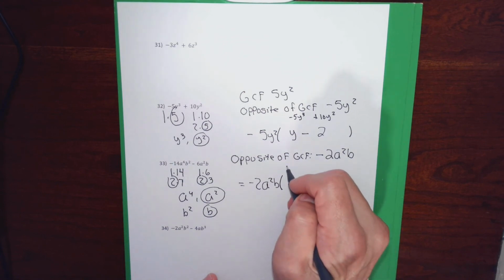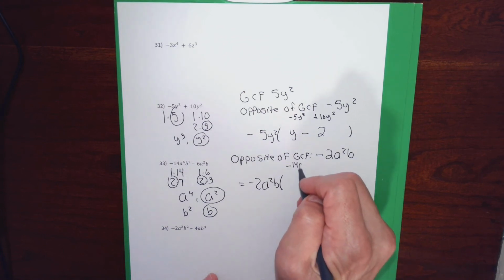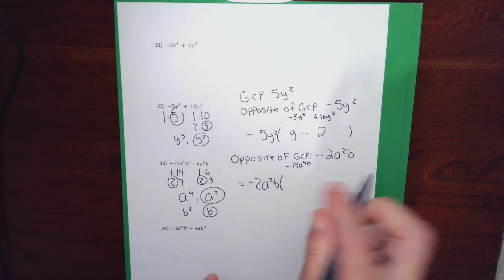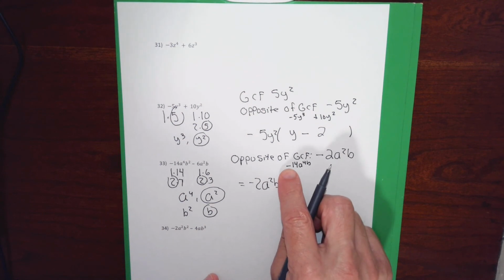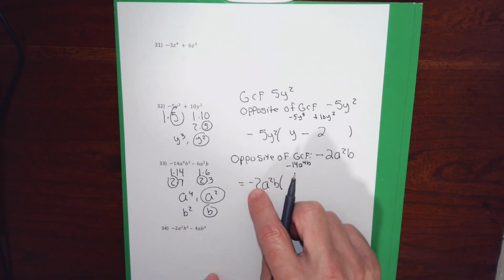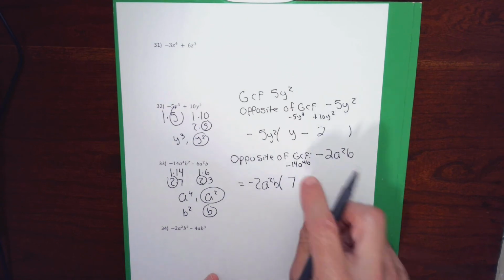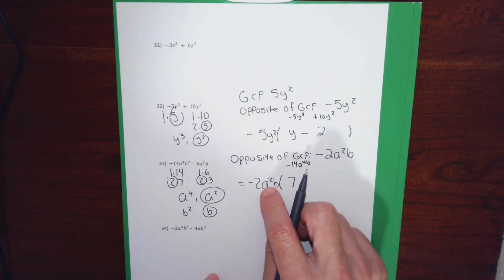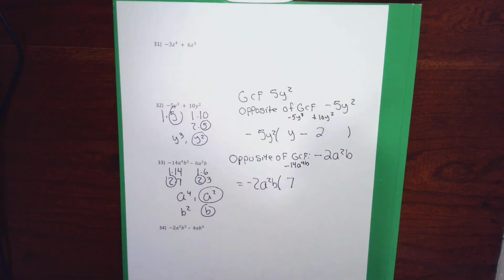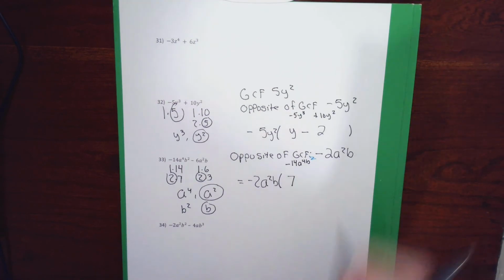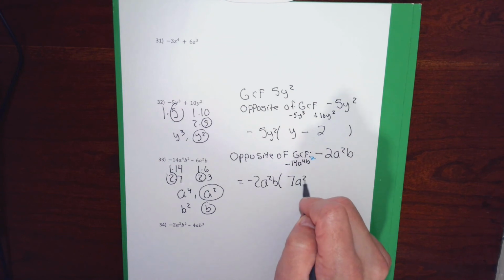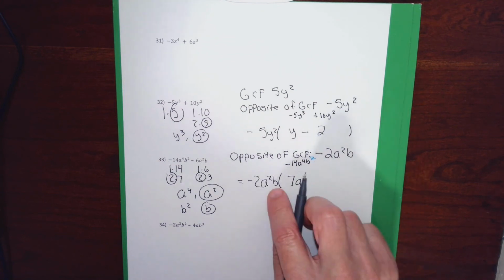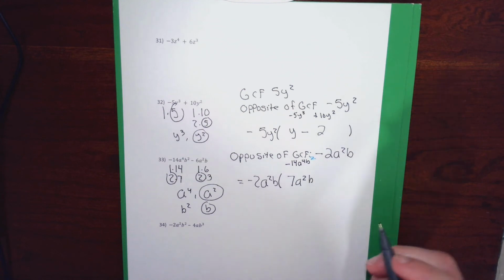To start my parentheses, filling up the inside, the first term had a negative 14. I factored out a negative, so I'm going to get a positive. The 14 I'm going to divide by 2 and get a 7. First term had 4 a's. I factored out 2 a's. I forgot an exponent on the b. First term had 4 a's. I factored out 2 a's. I'm going to be left with 2 a's. The first term had 2 b's. I factored out 1 b. I'm left with 1 b.